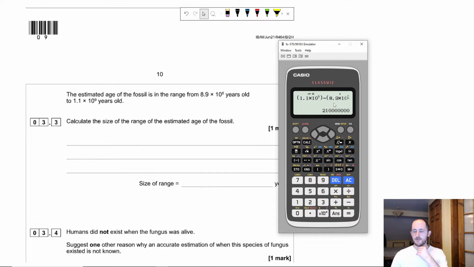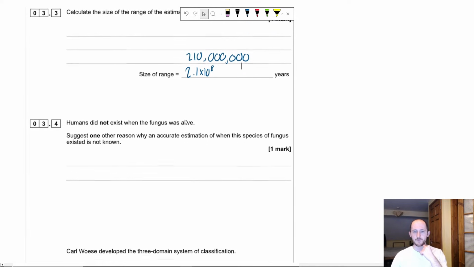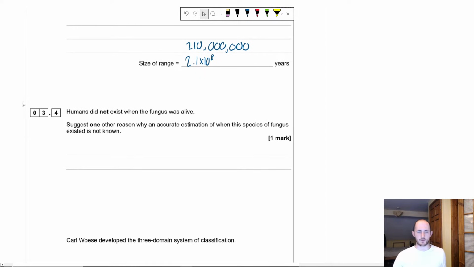And that is the range of years. So you can write it, if you want, as 210 million, or you can write it in standard form, which is 2.1 times 10 to the 8. So either 2.1 times 10 to the 8, or 210 and then another 6 zeros. One of those two. Humans did not exist when the fungus was alive.